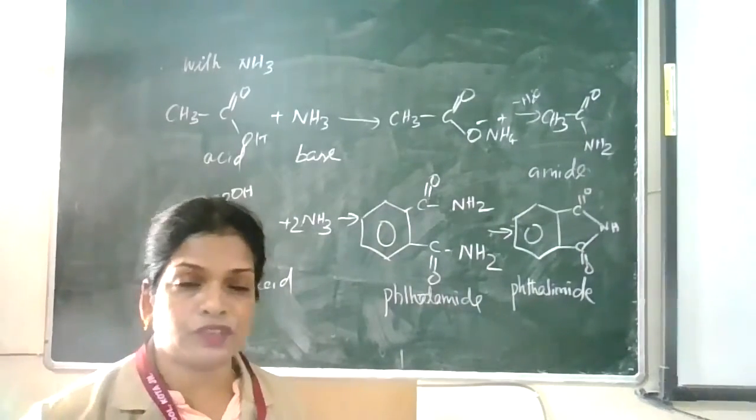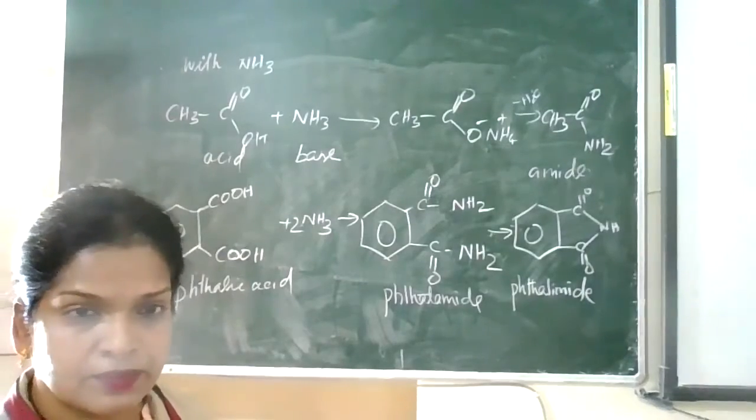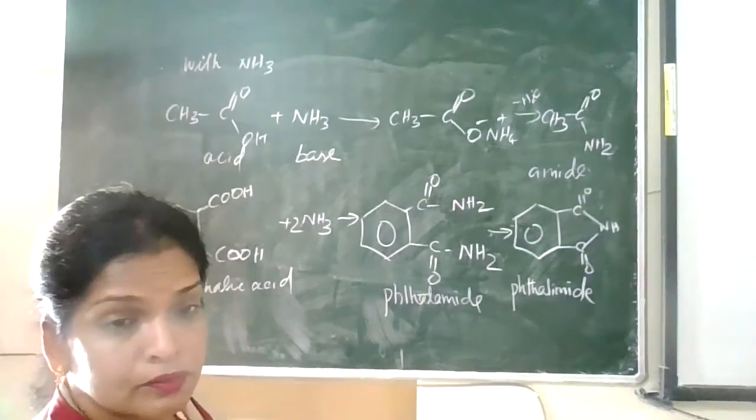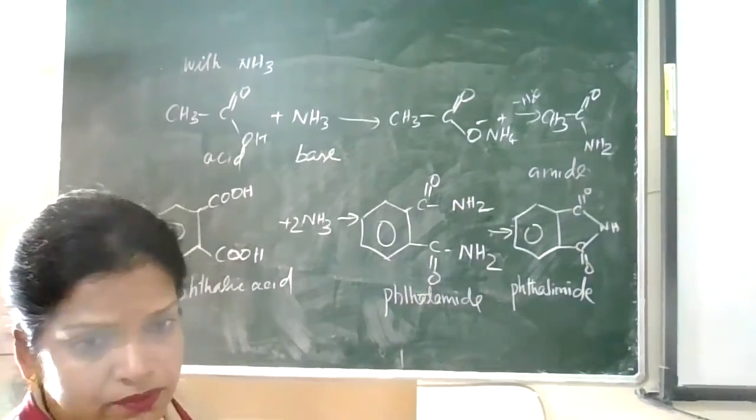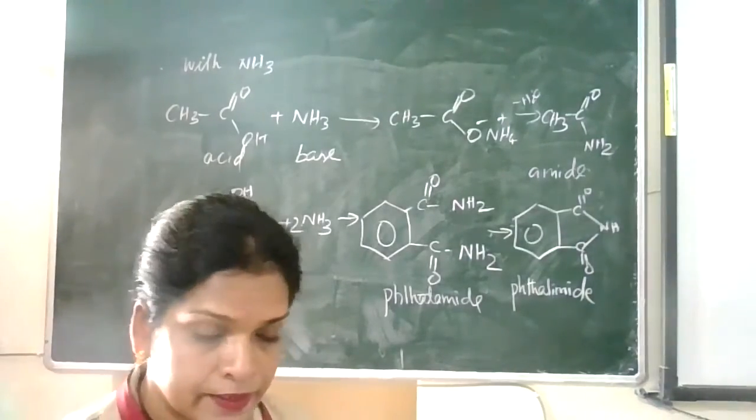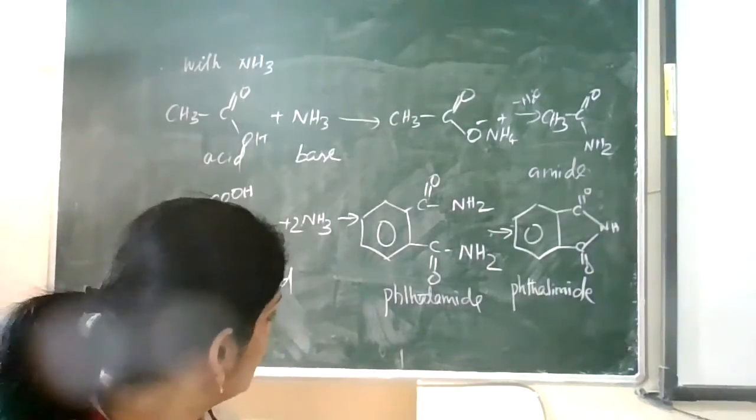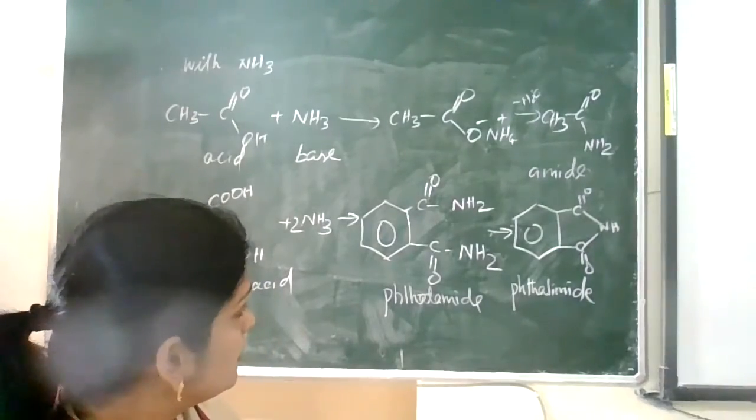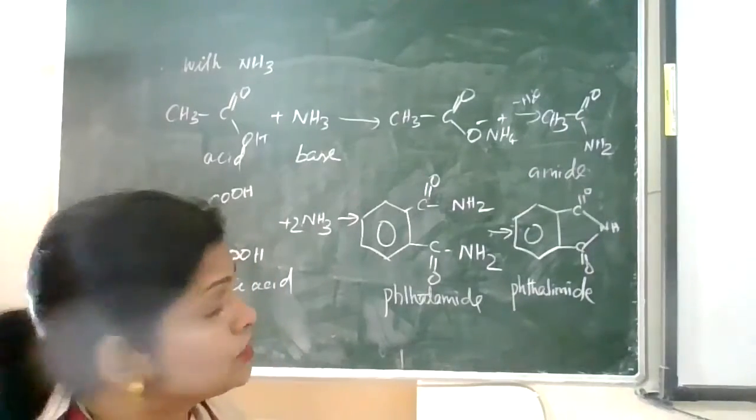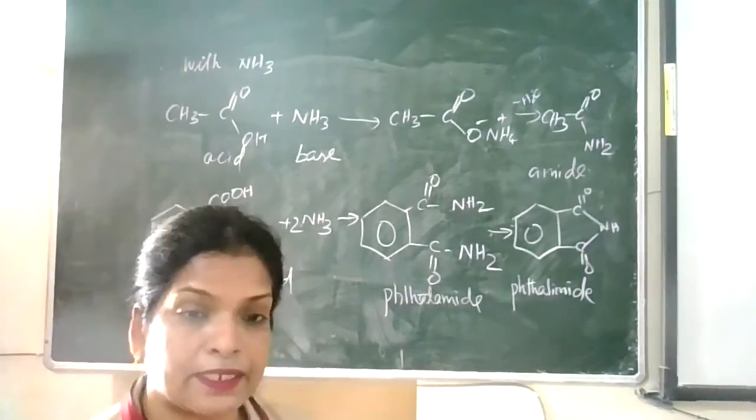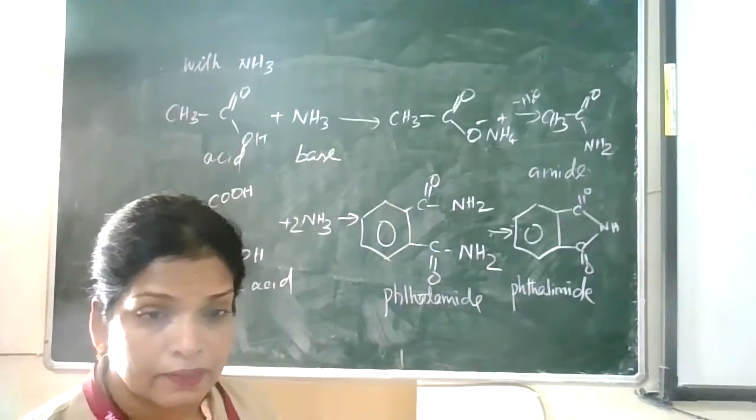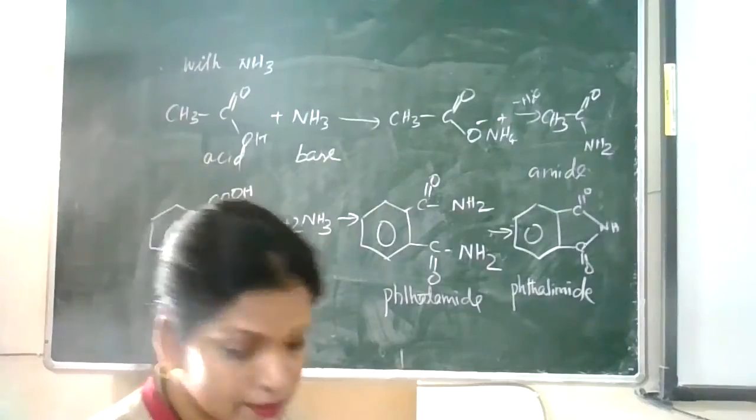Next type of reaction. First we learned the acidic character of carboxylic acid. Then we learned the breakage of the OH bond, esterification. Then we learned the reaction with ammonia, which is again an example of cleavage of the OH bond. See that OH is removed and NH2 is coming over there. Now third is the reaction of the COOH group together.